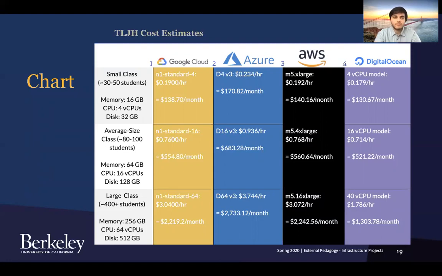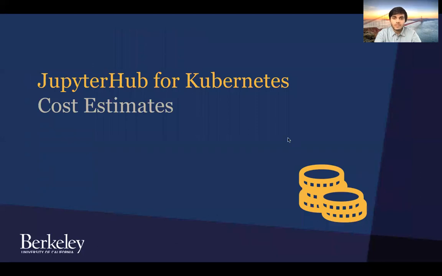And then the next option for average size classes is between $520 a month to almost $700 a month. And the most expensive option for larger classes is going to be from $1,300 to potentially $2,700. But feel free to take a look at our assumptions, see if you don't really agree with them or if you want to investigate them on your own. We highly encourage that. And we're going to do pretty much the same thing with Kubernetes in this case.